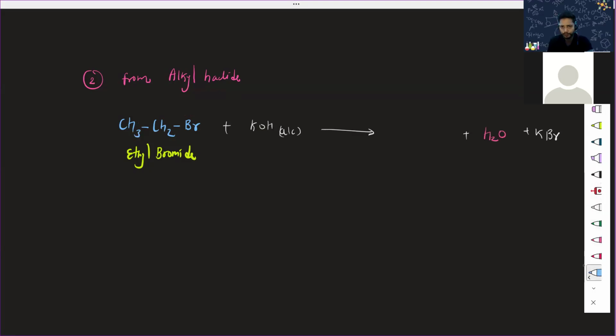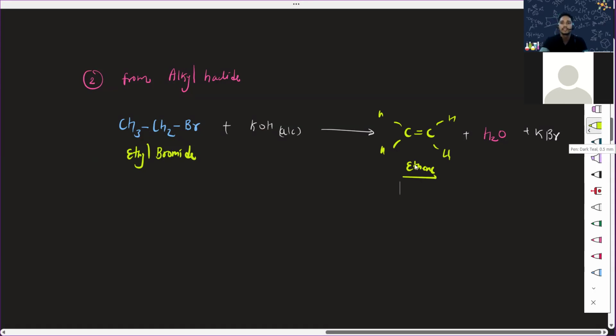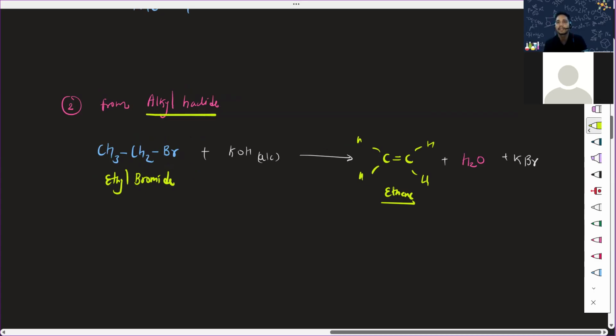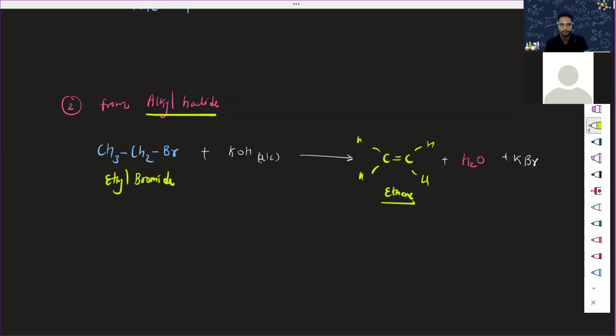Now let me write in this manner. So what is going to happen here? A C double bond C will be formed. Yes or no? Agree? Ethene. Ultimately, we are forming ethene, like this. This point is very much clear. Yes? Please write this reaction quickly, from alkyl halide. From alkyl halide, we are forming this. Make sure you're writing it properly.